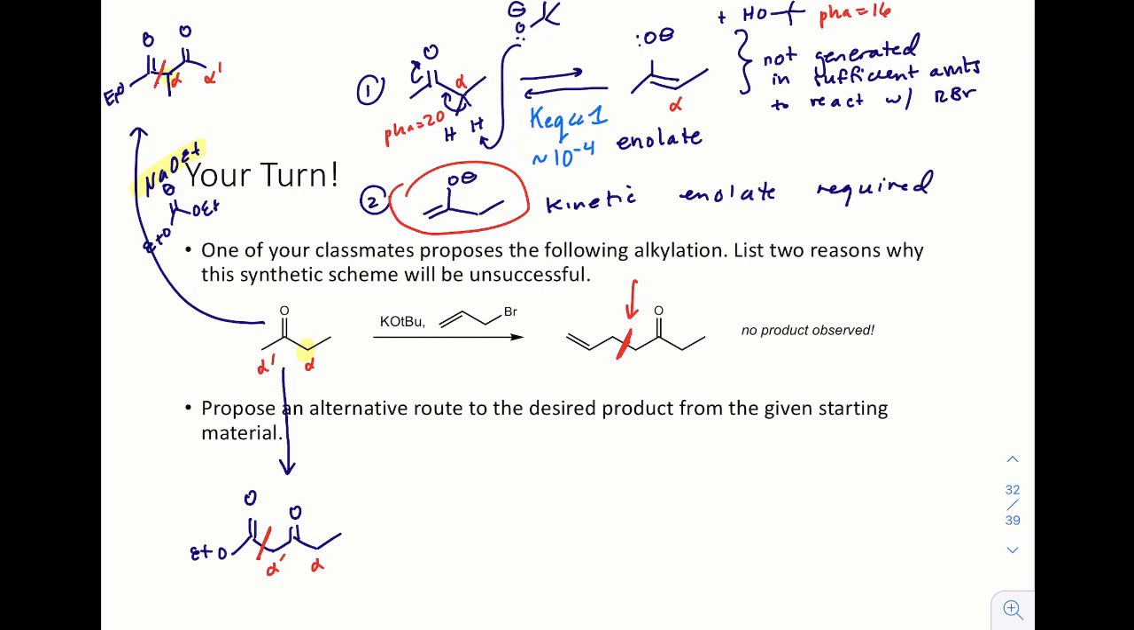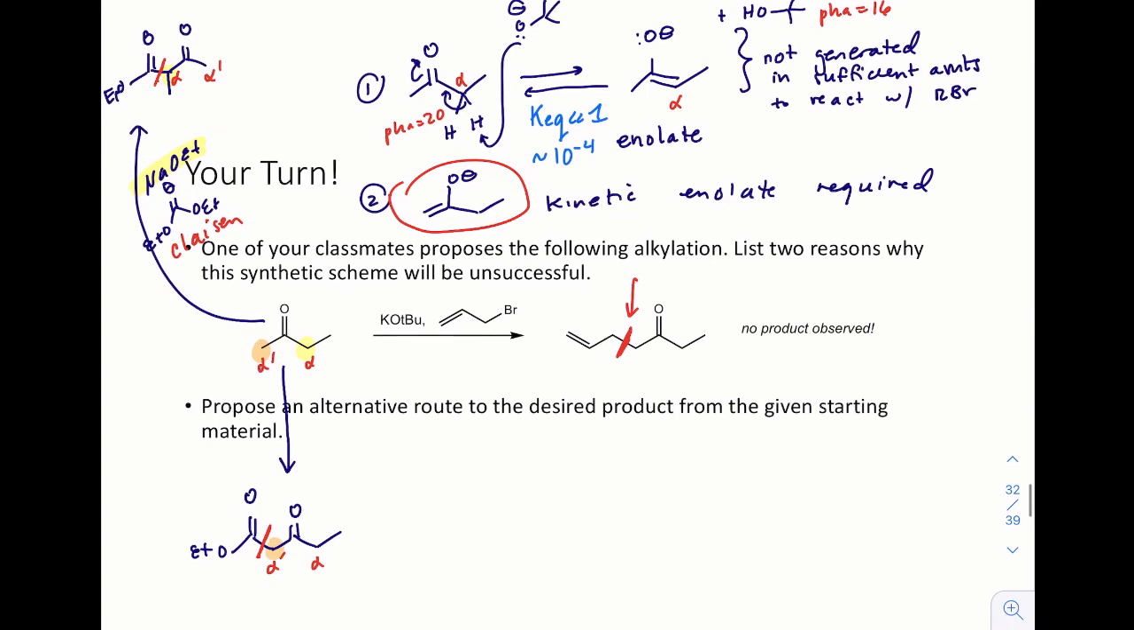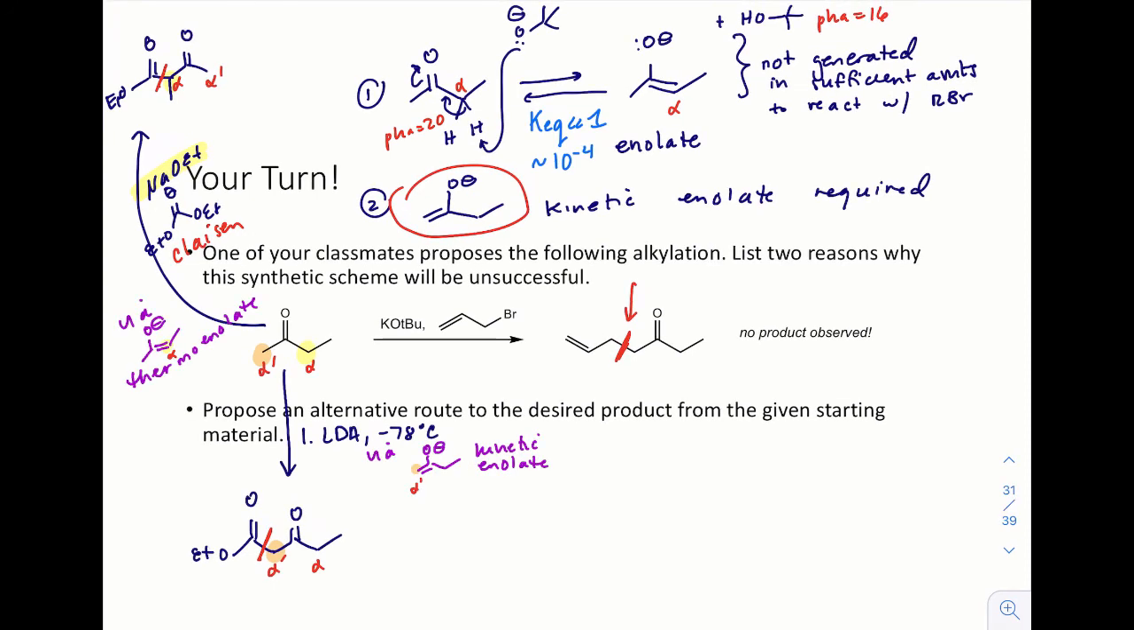and you can work that mechanism out on your own or ask me for help. However, we need to form a bond between alpha prime, the less substituted alpha carbon, and the diethyl carbonate. And that's no big deal. So we're just going to deprotonate first with LDA at low temperatures to generate the kinetic enolate. Once the kinetic enolate is generated with LDA, it can be treated with diethyl carbonate to generate the beta-keto ester.